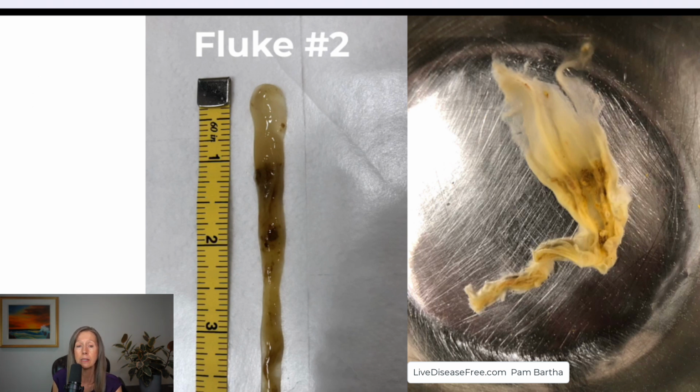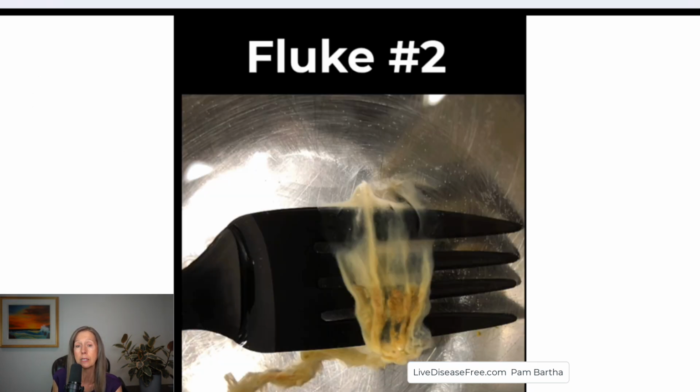On the left-hand side, you'll see the fluke that's laid out and measured for length. It is over 3 inches long. And then in the metal bowl, you can see that again, it's broken up because they've done an oxidizing enema, and the immune system or the body has been digesting it. This is the same fluke, number 2. Yes, number 2. You can see they always have these ribbed lines in them that are probably the intestines.